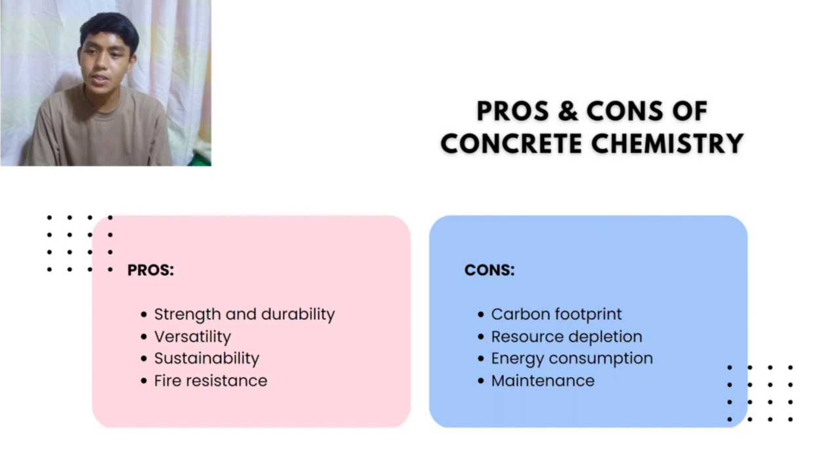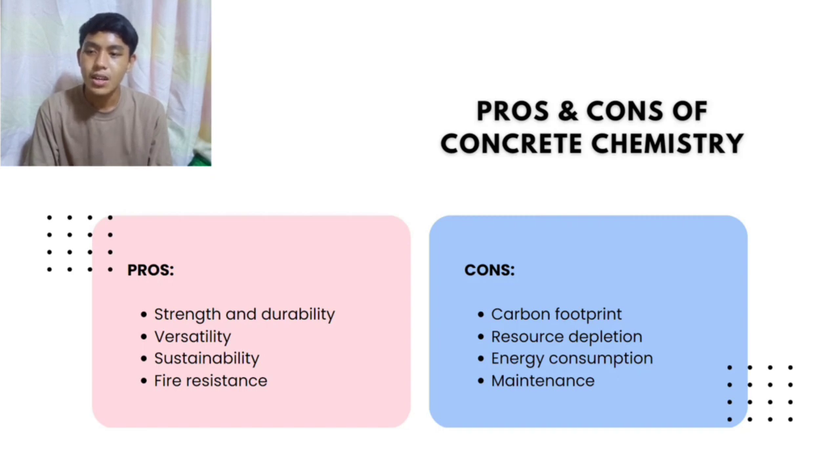Sustainability. Concrete is a locally sourced and low-maintenance material that can be made with recycled content and reused or recycled at the end of its life. Fire resistance. Concrete is non-combustible and does not emit toxic gases when exposed to fire, making it a safe construction material. Cons. Carbon footprint. The production of cement, the primary ingredient in concrete, is a significant source of greenhouse gas emissions. Cement production accounts for around 8% of global carbon dioxide emissions.